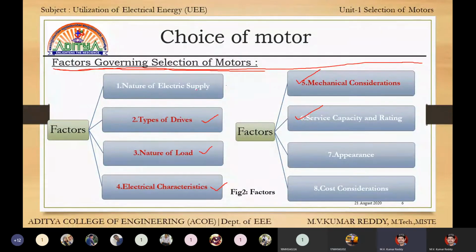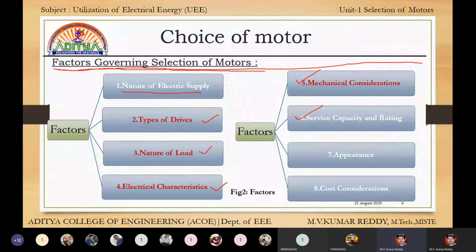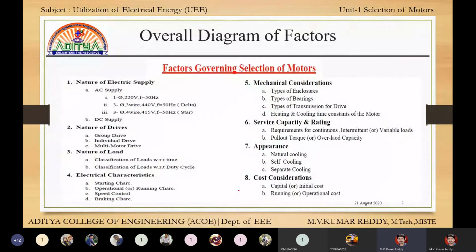The eight factors are: first, nature of electrical supply; second, types of drives; third, nature of loads; fourth, electrical characteristics; fifth, mechanical considerations; sixth, service capacity and rating; seventh, appearance; and eighth, cost considerations. There are subtopics also, which we will see in the next slide.